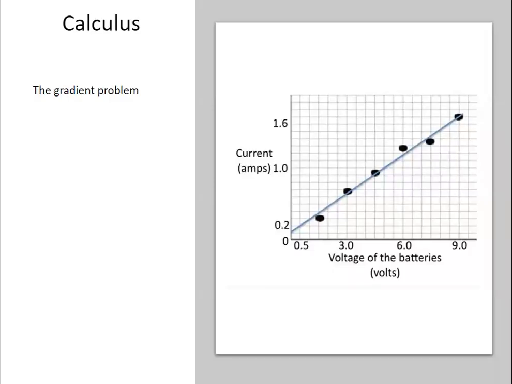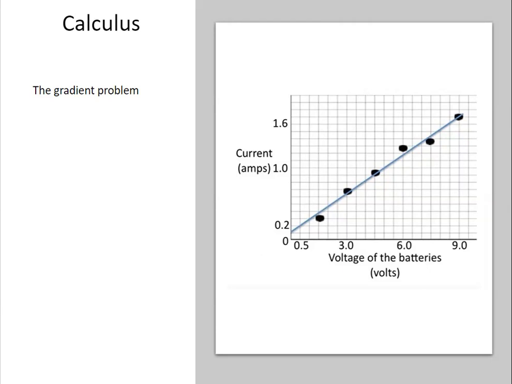Calculus was born out of what we would call the gradient problem. If we were to consider this graph that we have here, it depicts a straight line relationship between voltage and current. Perhaps this was a graph obtained from students who were trying to verify Ohm's law. Now, the thing about straight lines is that if we wanted to know how one quantity changed with the other, perhaps current changing with voltage, all we need to do is find the gradient of this straight line.